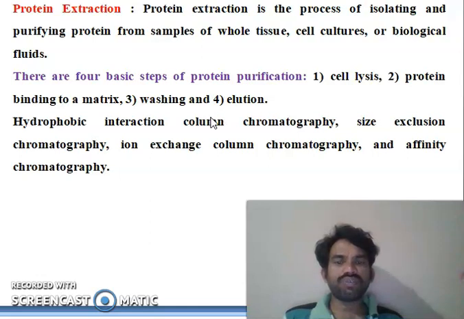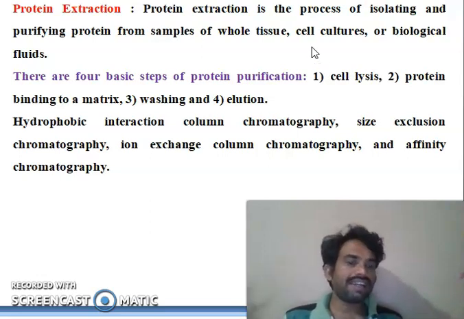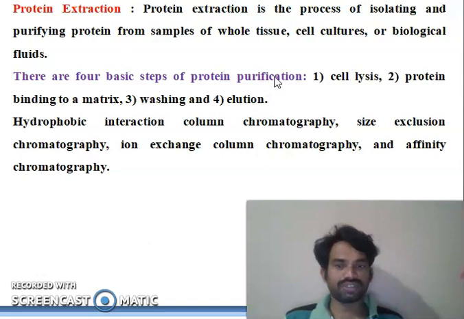Based on hydrophobic interaction, there are column chromatography, size exclusion chromatography, ion exchange chromatography and affinity chromatography. These are the separation techniques for proteins, depending on size, charge and various other factors.